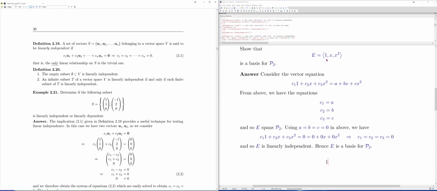So these three vectors, right? They span P2, right? And they're linearly independent, and therefore it's going to be a basis for P2.